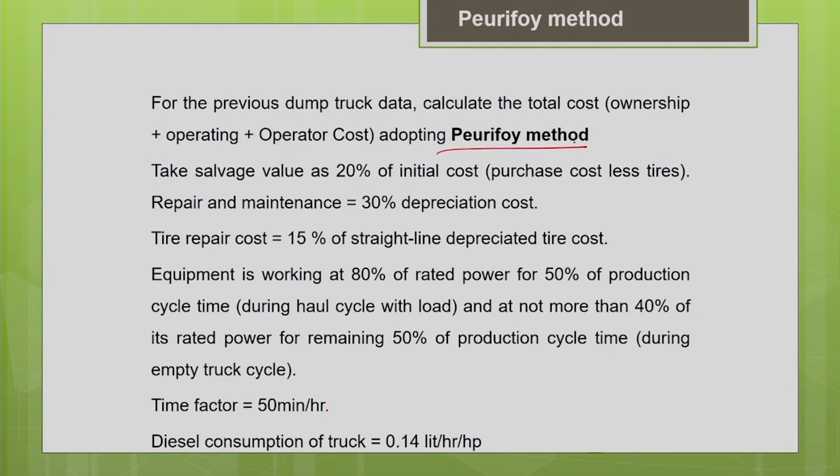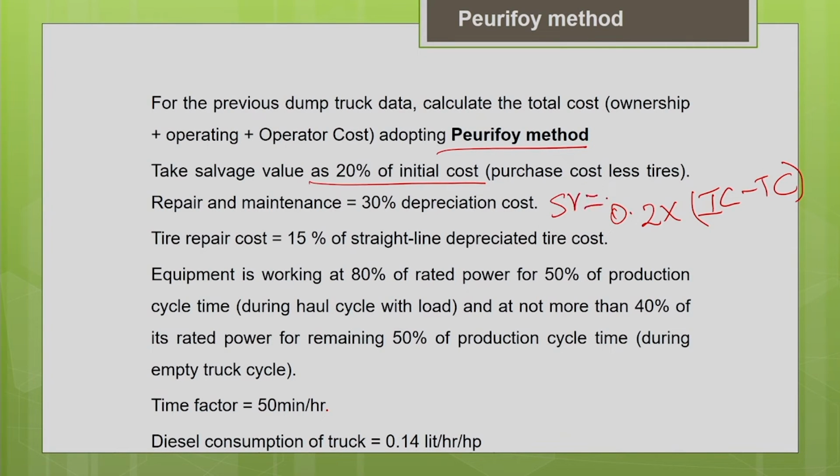In this we have some more assumptions, like we are taking the salvage value as 20% of the initial cost, but excluding the tire cost. So hope you remember the initial cost. Initial cost for this machine was 3 crores, and the tire cost was 11 lakhs. So the salvage value will be 0.2 into the initial cost minus the tire cost. That will give you the salvage value.